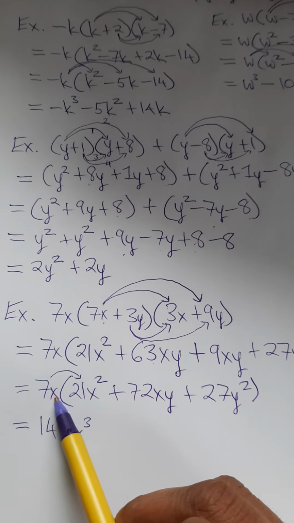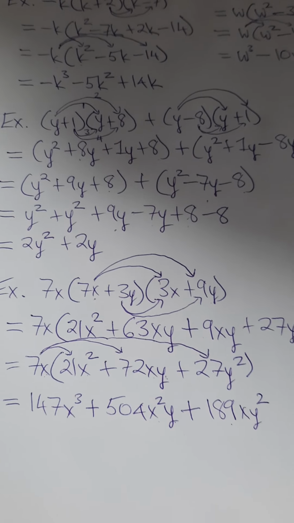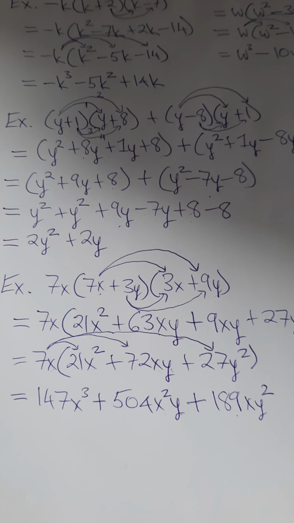Lastly, we're going to do 7x, I'll make an arrow here, times 27y squared, okay? So we're doing 7 times 27, 189. And what I have here is xy squared. Okay, so this is my final answer. And note very closely that these two terms at the end, they're actually not like terms. Okay, the 504 has x squared y, whereas the 189 says xy squared. Because the exponents are different, again, these are not like terms.